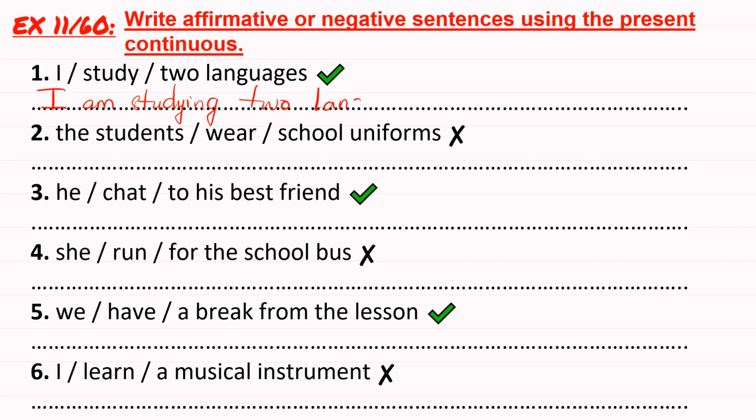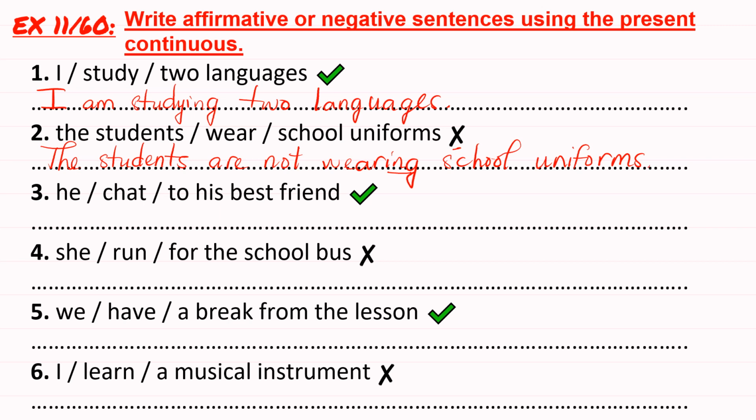languages. Okay. Number 2 is a cross. So we write negative sentence. The subject is the students. This is a plural noun, so we use to be are, and because it's a negative, so we use not. The students are not wearing school uniform.